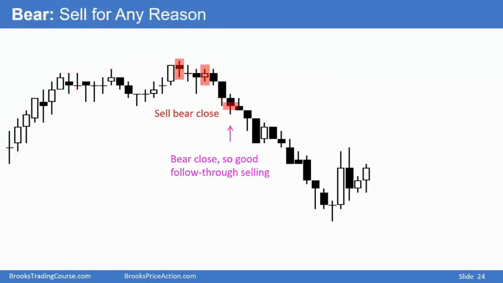Traders will start selling closes. They'll sell bull closes, betting that the first reversal up will fail. And they'll sell below bars. Here we have an II with a bear close. So it's a small bear flag, a failed bull reversal attempt. Traders will place a stop to go short just below this bar, and they'll get filled over here.